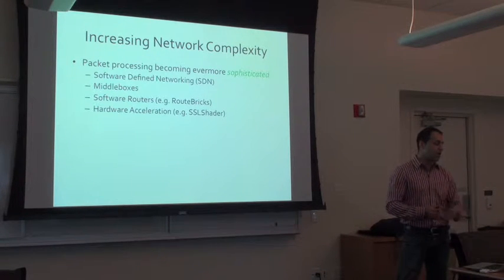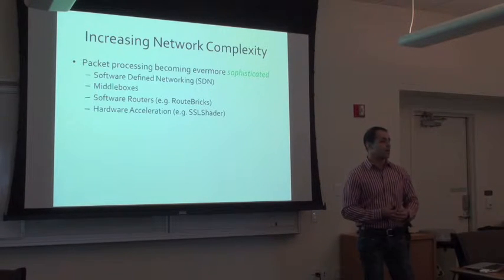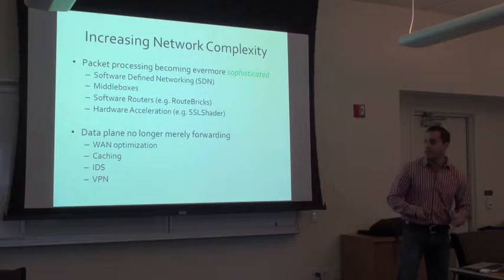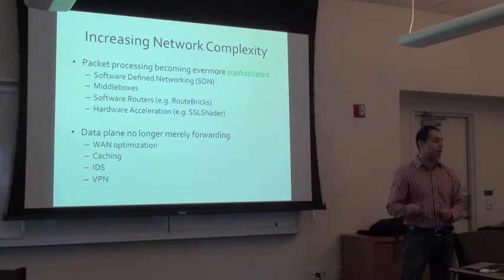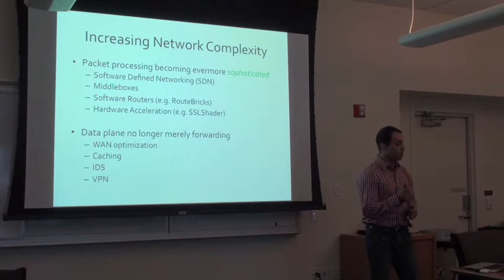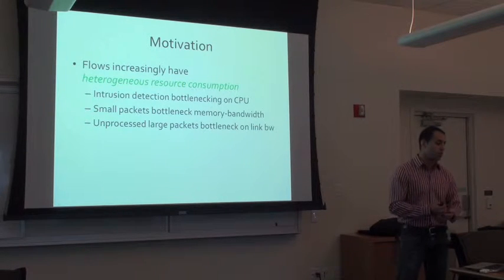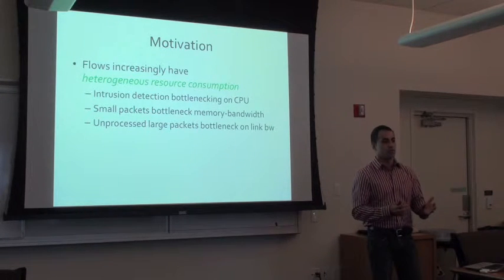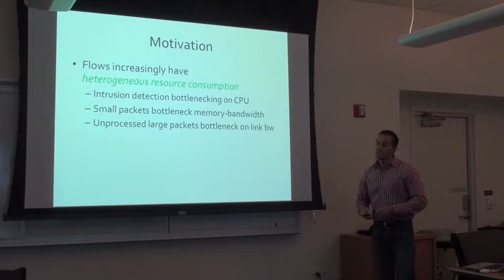We see rising software routers like RouteBricks, and also more usage of specialized hardware, like hardware accelerators. We saw the SSLShader project. So all these trends have led to the fact that the data plane no longer is just doing forwarding, but it's doing a lot of other complicated things, such as fingerprinting for WAN optimization, or HTTP caching, or intrusion detection, and so on. So given this, the motivation of this talk is that we think that network flows increasingly are using heterogeneous resource consumption. They're not just using one resource anymore, but they're using different resources. And I have three examples of that from the literature.